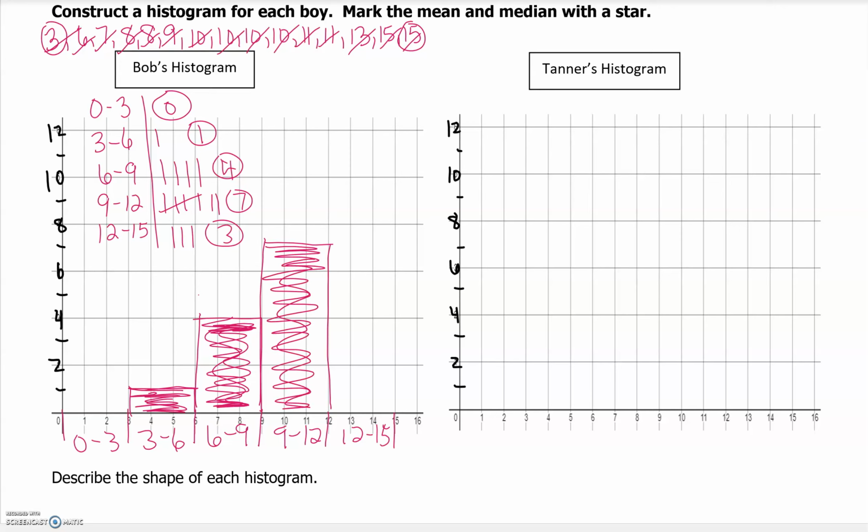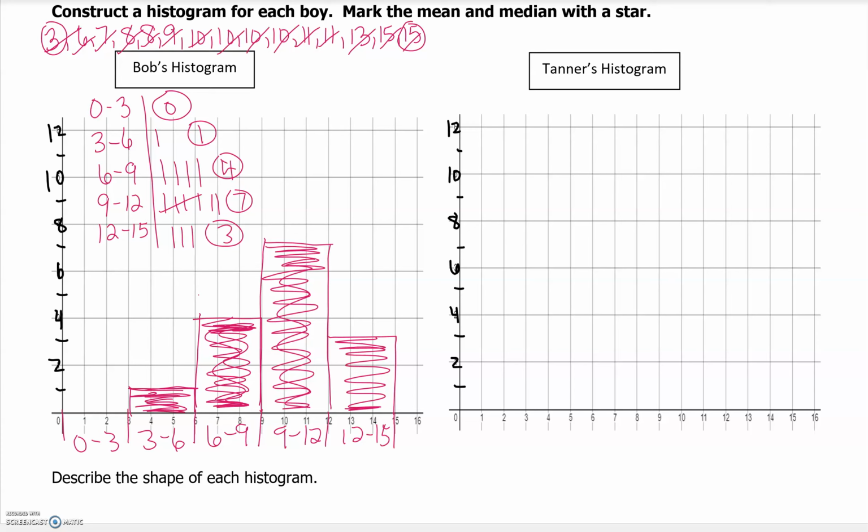The left side is the frequency number of each group. Group 12 through 15 had 3. And I should have 15 points of data, 1, 4, 7, and 3, because I have 15 points in the data set for Bob's points per game. So that would be my histogram constructed.